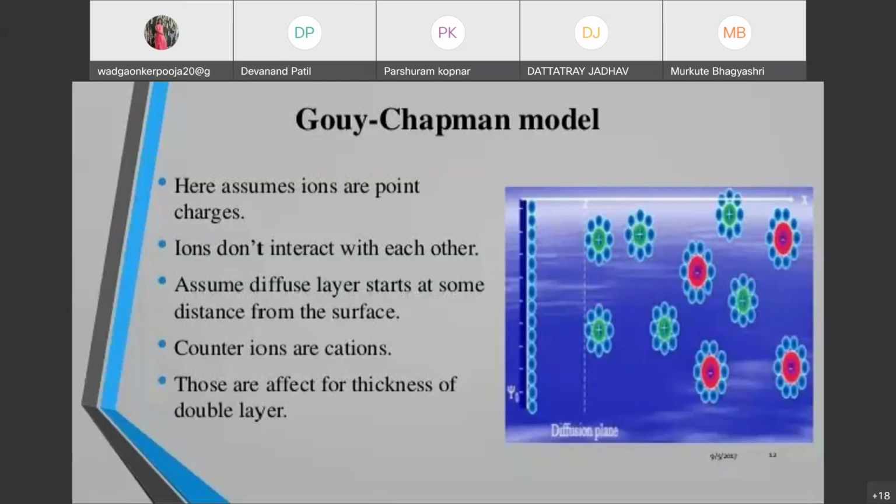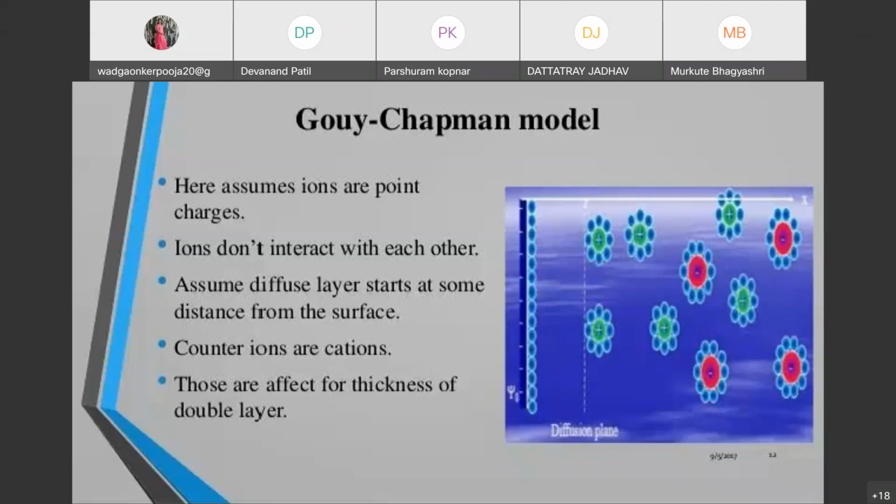texted: potential difference between fixed layer and mobile layer. Okay, good. And now, good Kshitija, here we are going to learn the Gouy-Chapman model. What is that model? To explain this model, I have uploaded one slide which is right in front of you.